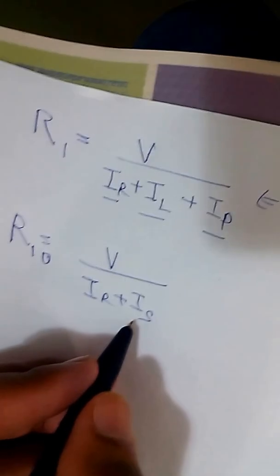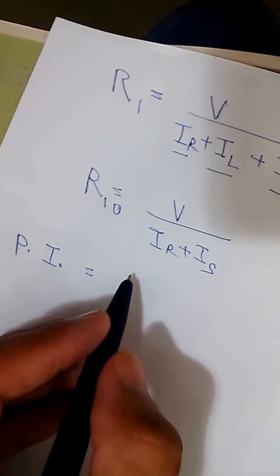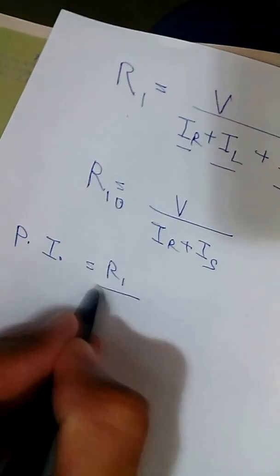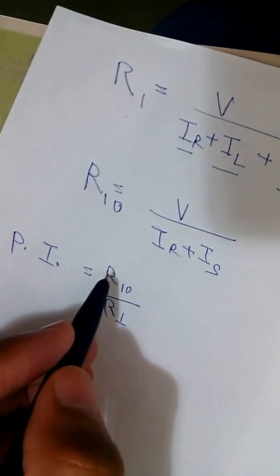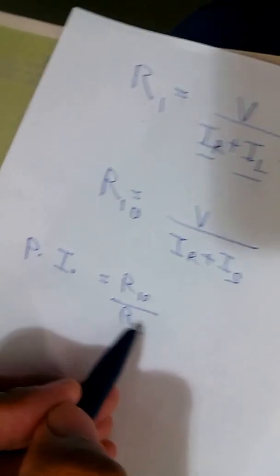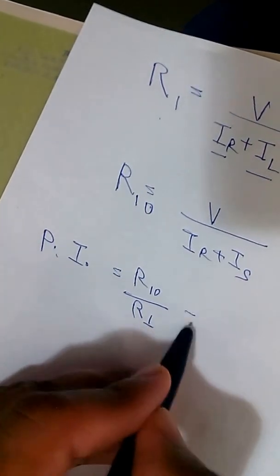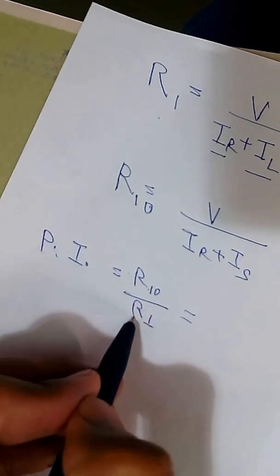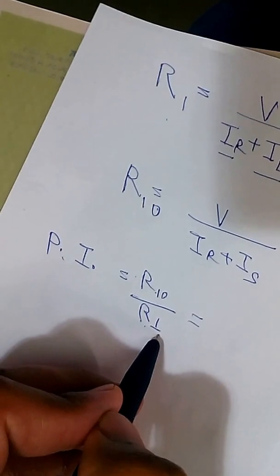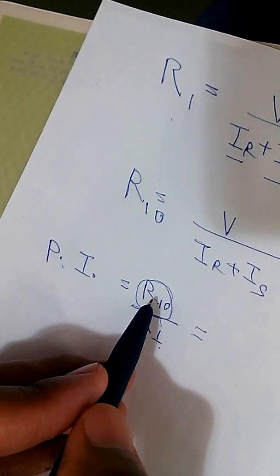So mathematically, what is the polarization index? That is R10 divided by R1. That is the value I am taking after 10 minutes, and the value I am taking after 1 minute. The ratio of these is called the polarization index. Ideally, if my insulation is good, the value of R10 should be at least 2 times the value of R1. That is, after 10 minutes my resistance should be doubled.